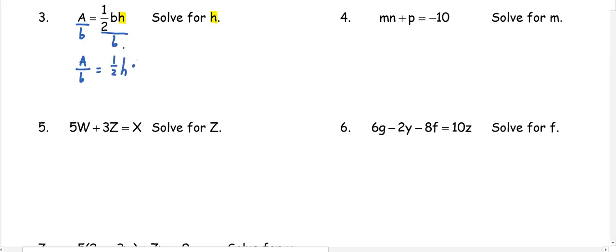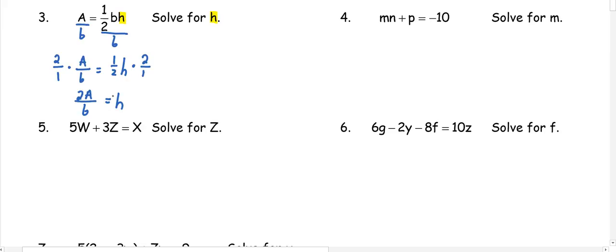Now to get rid of a fraction, remember you multiply by the reciprocal, so we're going to multiply by 2 over 1. So make sure when you're multiplying, the numerators get multiplied together, so 2 times A is 2A, and 1 times b is just b, is equal to h.